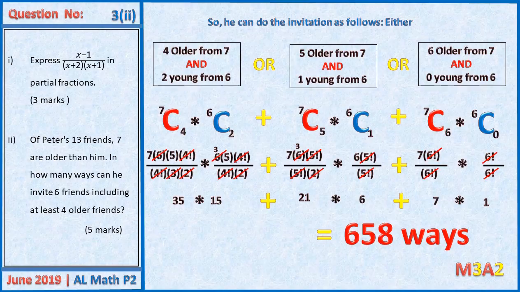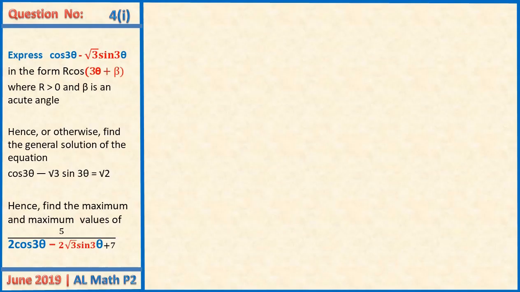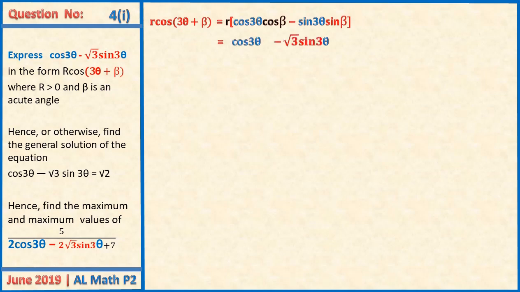Question 4. Express cos 3 theta minus root 3 sin 3 theta in the form r cos of 3 theta plus beta, where r is positive and beta is an acute angle. So expanding r cos of 3 theta plus beta gives us r cos 3 theta cos beta minus sin 3 theta sin beta. This is identical to what has been given in the equation.